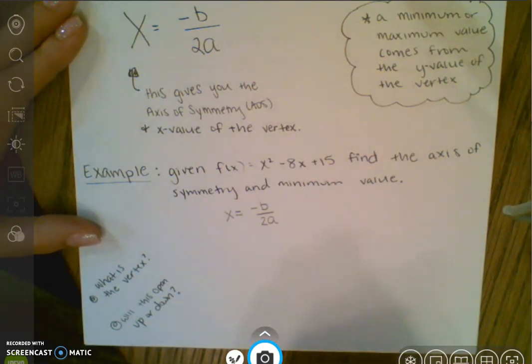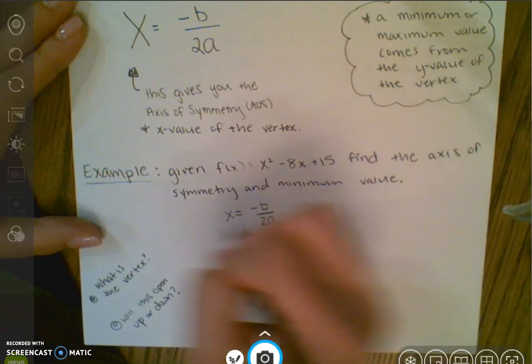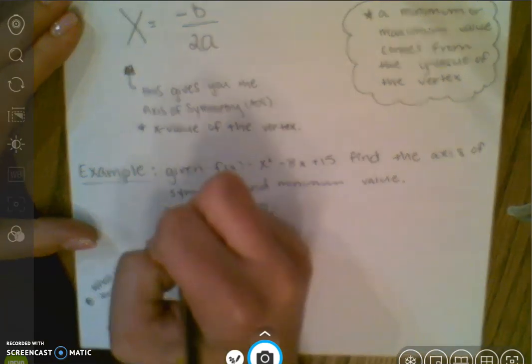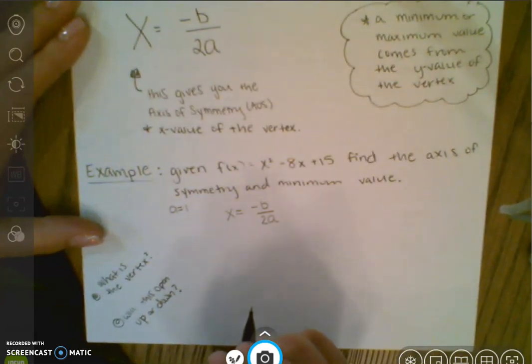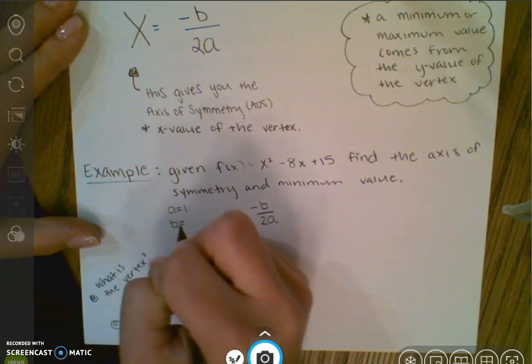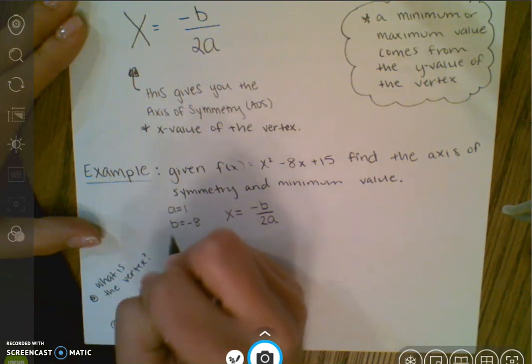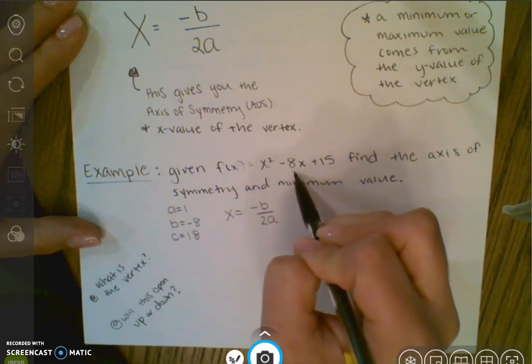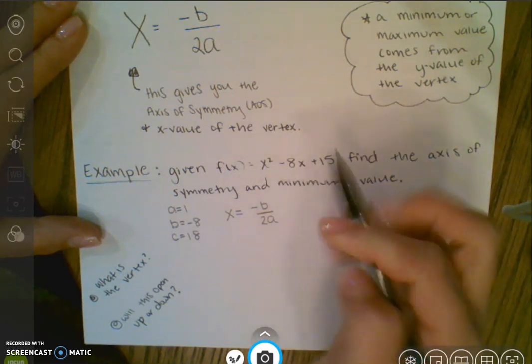To do this, you need to do your ABCs. I'm going to write them over here to the left. My A is 1, that's always with the x squared value. My B is negative 8. And my C is 15. Remember, it always goes A, B, C.